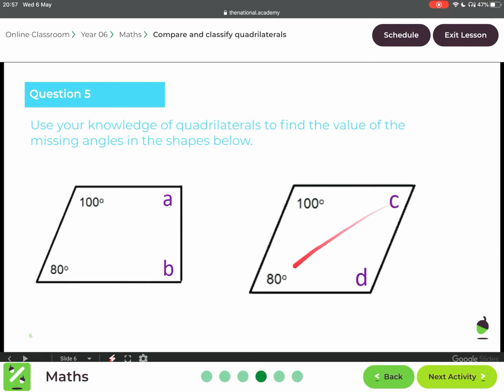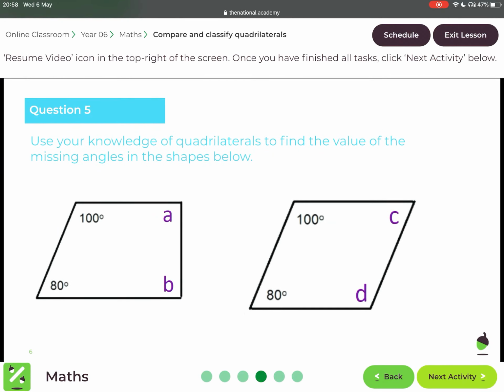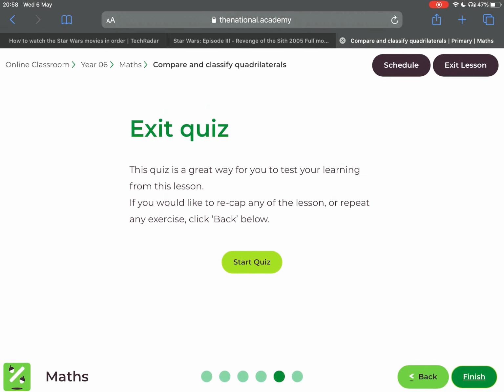And then here, as you would have learned in the lesson, in parallelograms, the opposite angle is the same angle. So for example, if this is 80 degrees, this one would also be 80 degrees. If this is 100 degrees, this is also 100 degrees. After that, you would have to go mark it, and after you have marked it, you would have your exit quiz, your end of lesson quiz here.